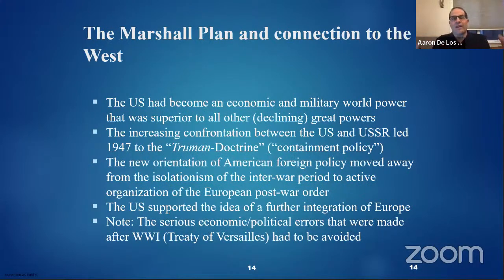Understanding that Western European, and when we say Europe, that's what we really mean. We mean Western Europe. So everything west of West Berlin, basically, or south.